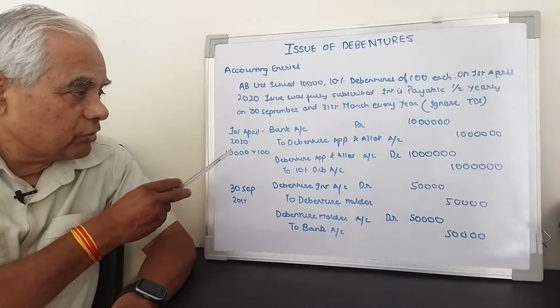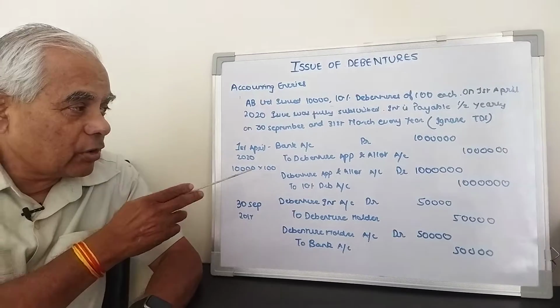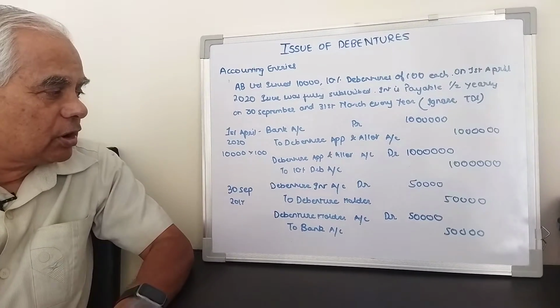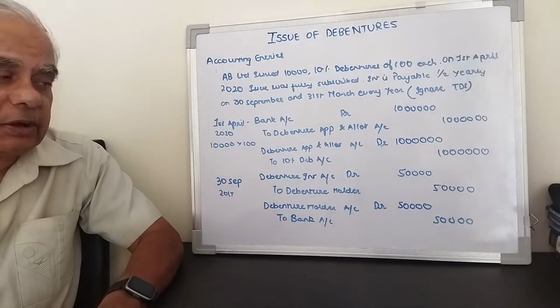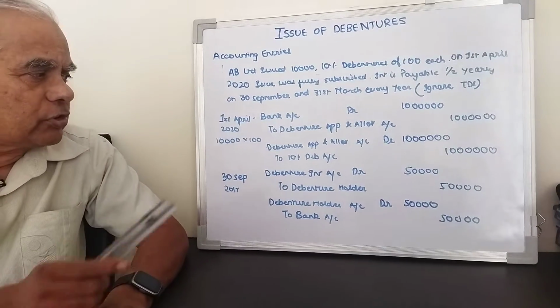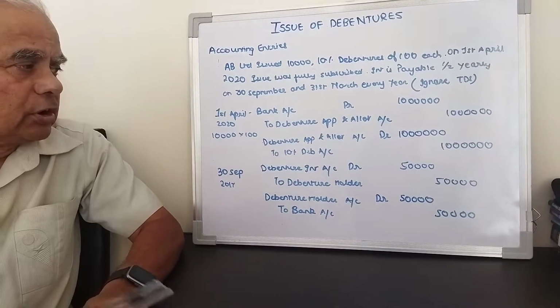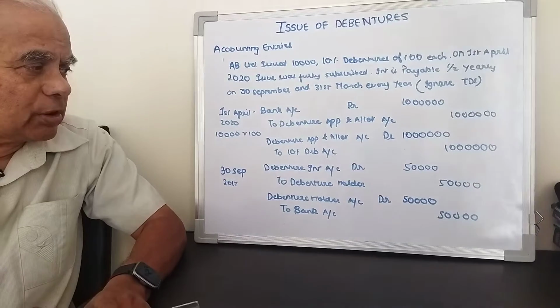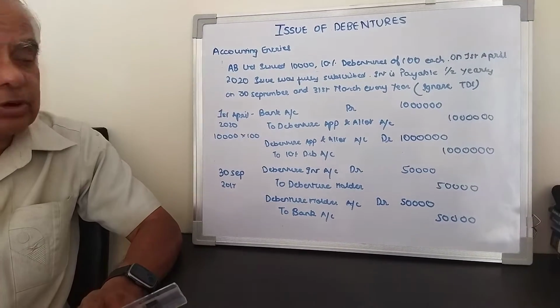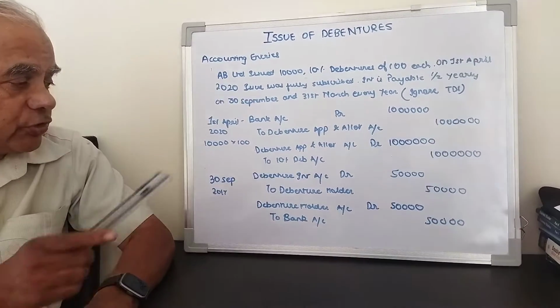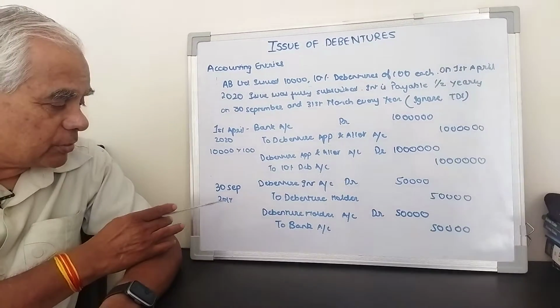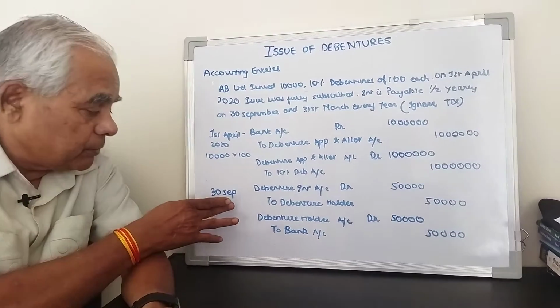1st April 2020 entry, first bank account debit to debenture application account, 10,000 into 100, 10 lakh. This amount transferred to debenture. Debenture application and allotment account debit to 10% debenture account, amount same 10 lakh. First half yearly interest paid 30th September 2020.